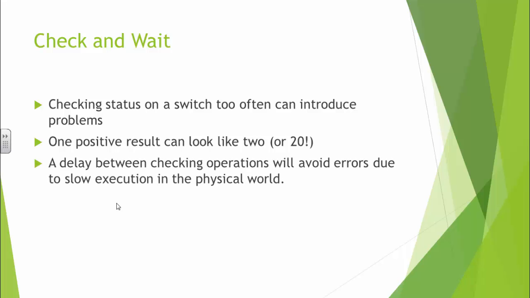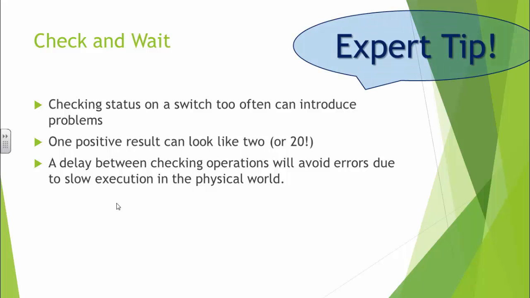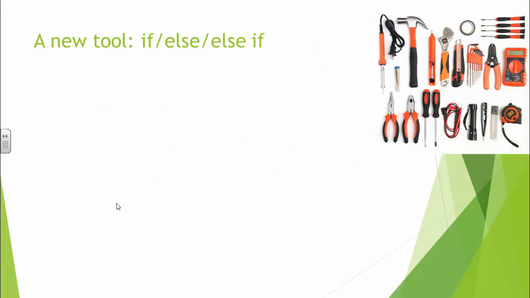So if you introduce this delay between checking operations, you're going to compensate for the slow execution that is typical in the physical world. And this is a good thing for you to keep in mind. For many of your implementations, you need to remember that things happen on a time scale where your program needs to realize that it may need to slow down and give the real world time to execute things.